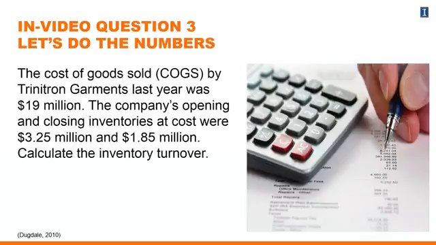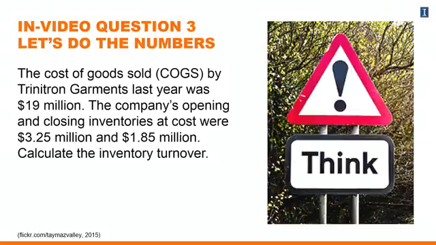Here we have a company called Trinitron Garments, and their cost of goods sold for their sales last year was 19 million. So we're taking their sales at their cost of goods sold, not including their profit margin. The company's opening and closing inventories are given to us as 3.25 million and 1.85 million, and we have to calculate the inventory turnover. So why don't you take these numbers and digest them for a minute, and then we'll come back and do the calculation of the inventory turnover ratio.